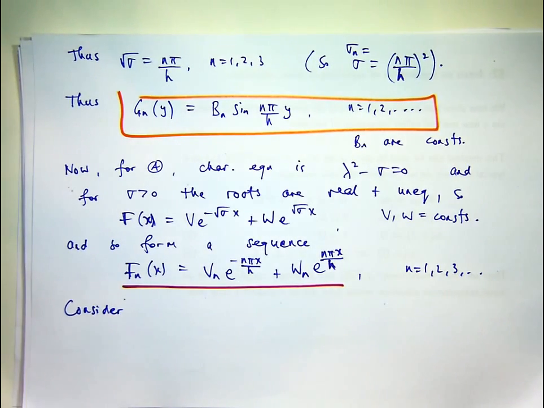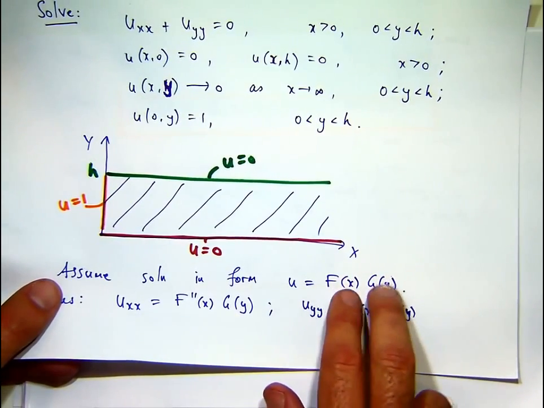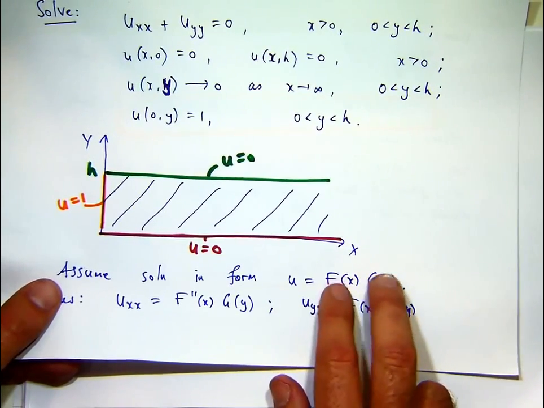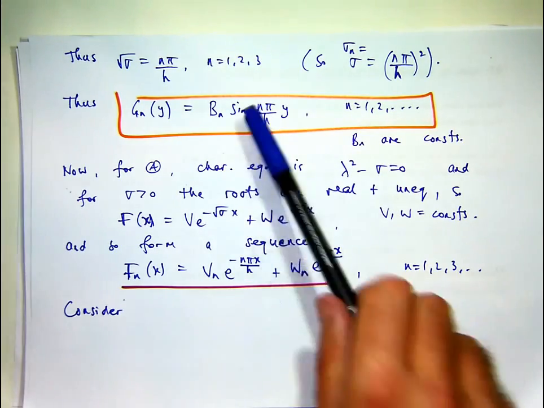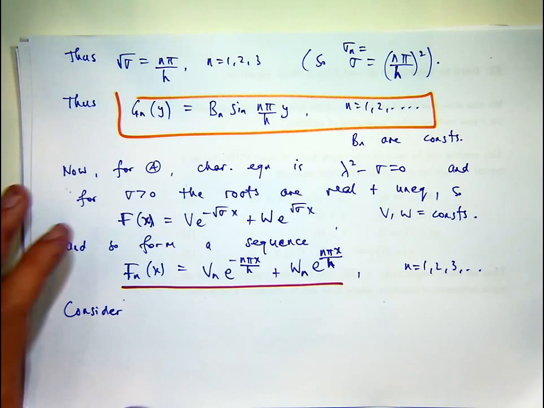Going back to our original assumption that a solution U is just a product of a function of x and a function of y, what we can do is multiply these two sequences together, and then I've got a sequence of solutions. So for each value of n, the product is going to be a solution to the problems that we've encountered so far.